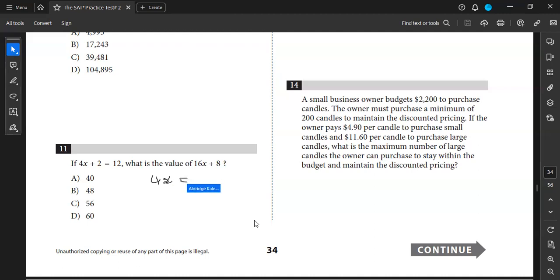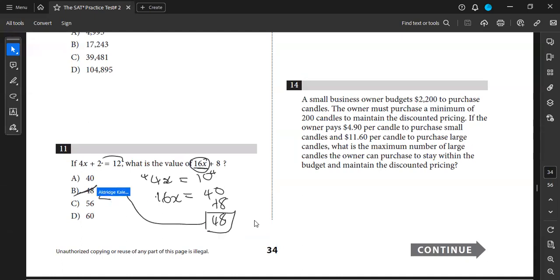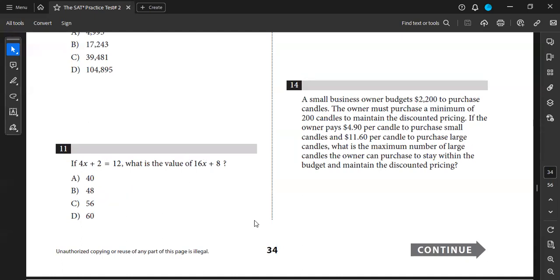So you know that 4x is equal to 10, because if we subtract 2 from this side, 12 minus 2 is going to be 10. Since 4x is equal to 10, we've seen that there's a common factor. If we multiply this by 4, we're going to have 16x. So you multiply this side by 4, and that side by 4. So we know 16x is equal to 40. So 16x plus 8, which is 40 plus 8, is just equal to 48, which is our B. So that's our answer. All right, good.